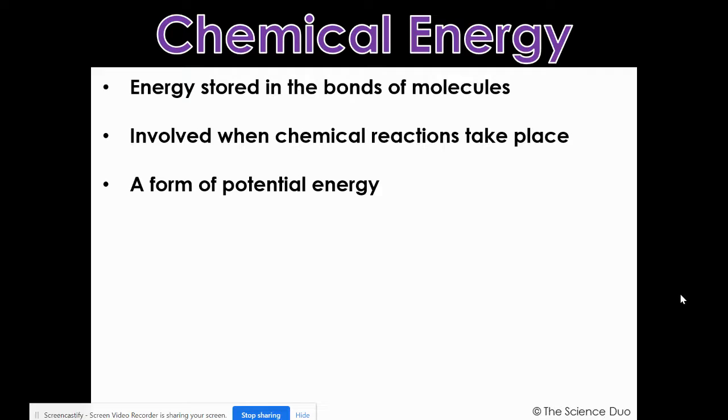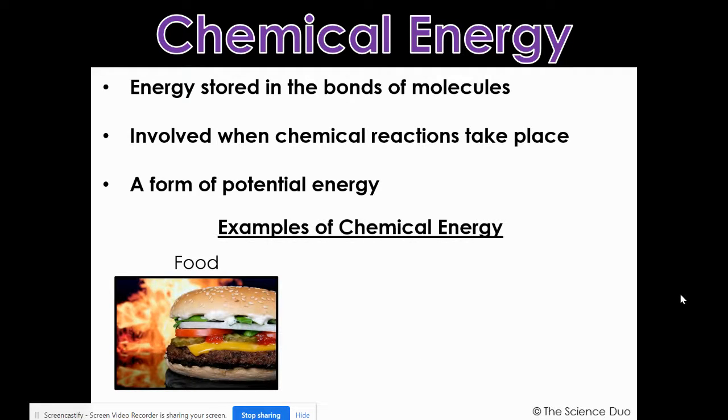So, for example, when we eat our food, the bonds between those molecules in there are a source of potential energy for us. When we fill up our car with gasoline, there's potential energy in the chemical reaction that happens in our engine that will then give energy to the car. It is potential.